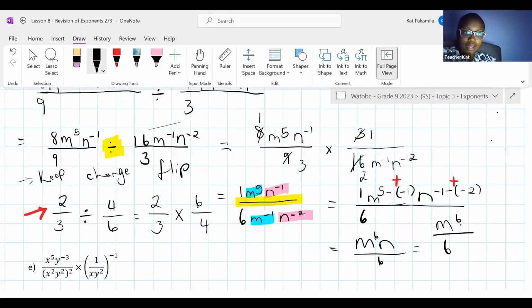Brilliant. You see, if you can point out mistakes, you are really good at this. So the final answer is m to the power of 6 times n over 6. Is that correct? Beautiful.